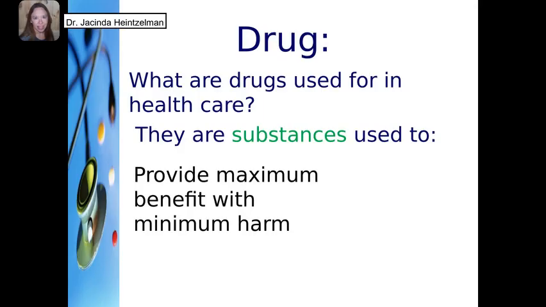So what exactly are drugs used for in healthcare? I want you to make sure you understand that these drugs are chemicals, they are substances, and the reason why we give these medications to our patients, we're really trying to provide the patients with maximum benefit, and we really are trying to make sure that minimum harm will be caused to our patients. Remember, we're always trying to get our patients towards wellness, and we really need to think about patient safety. So think back to your fundamentals class, and remember, we are trying to keep our patients as safe as possible.